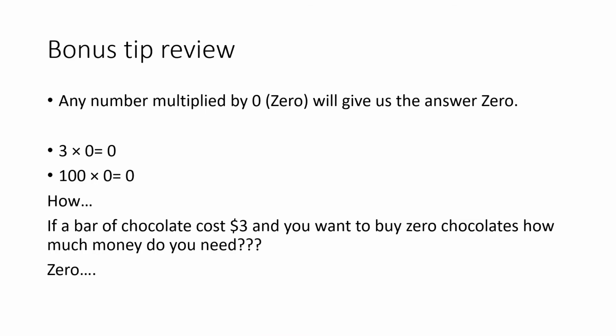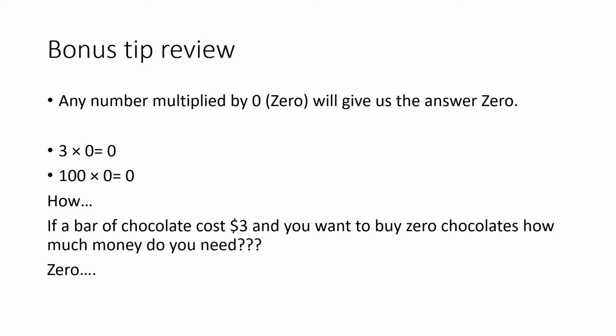In the bonus tip we studied that any number multiplied by 0 will give us the answer 0. Like 3 multiplied by 0 is 0, 100 multiplied by 0 is 0. But how does that concept apply? Let's study that. Take an example. If you need a bar of chocolate and each chocolate bar costs $3 and you want to buy 0 chocolates, like you want to buy nothing, how much money do you need? 0. So this is one example of that.